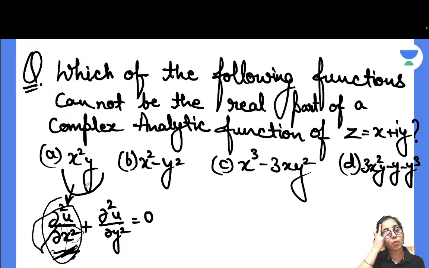Now you may ask, what about options B, C and D? If you check them, you will find that they are satisfying the condition, which means they can be the possible real and imaginary parts. But they just ask for the real part. You need to know the harmonic function condition, and you can reach the final answer this way.